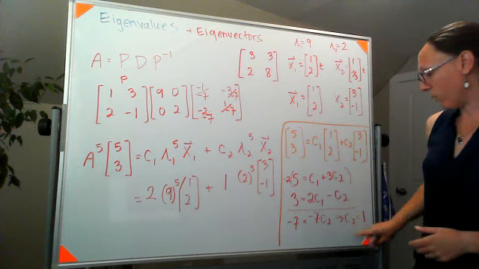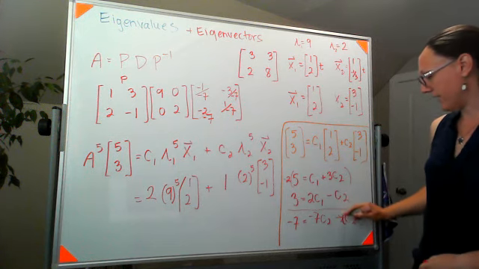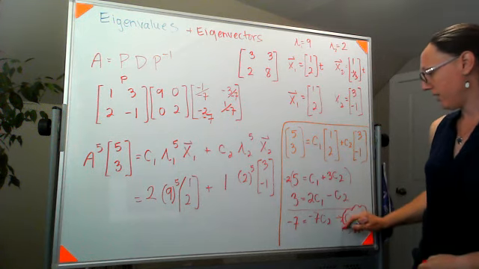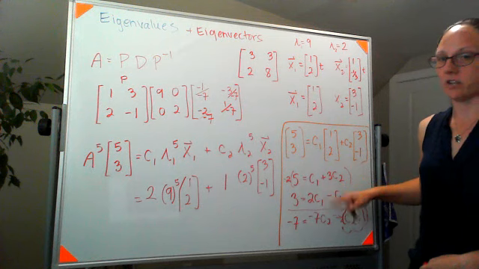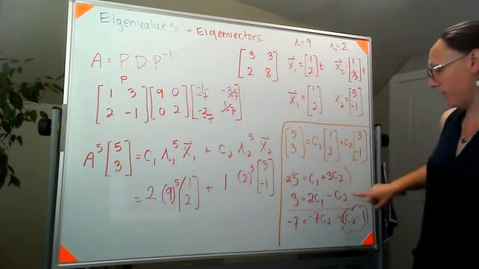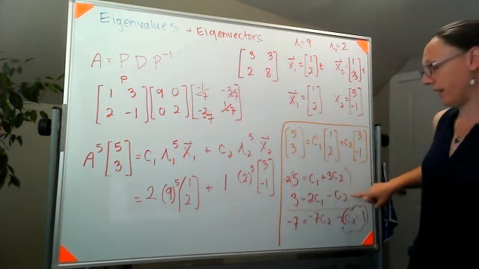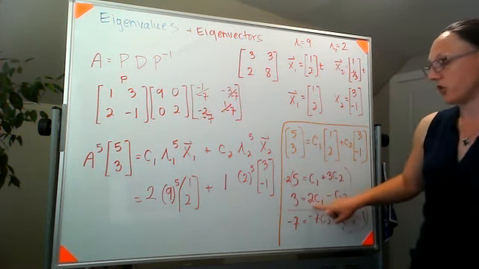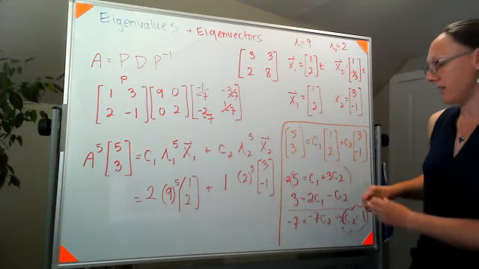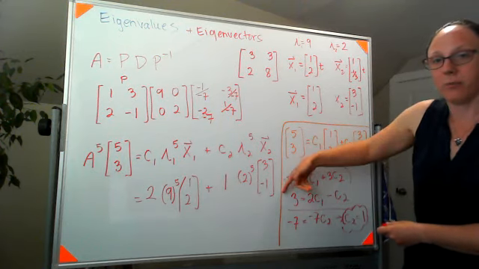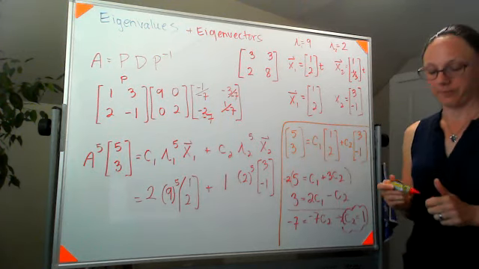Question about how I got the C1. So once I know that C2 is equal to 1, then you could plug it into either of these equations to get the C1. I happen to plug it into the second equation here. So I had 3 is equal to 2C1 minus 1, and then moved it over to the other side.